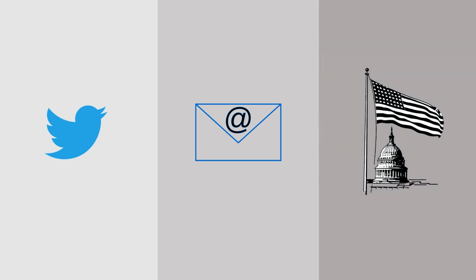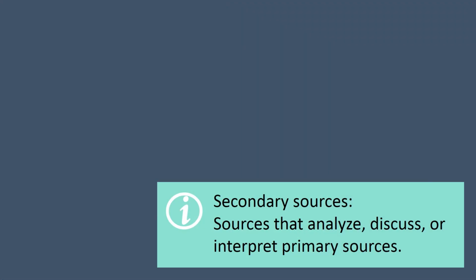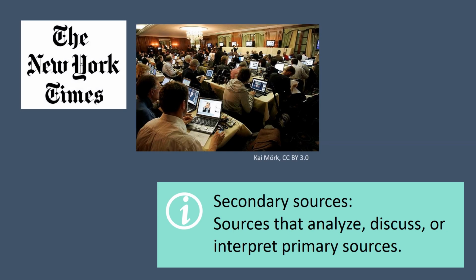For example, tweets at the time of the crisis in 2015, emails exchanged between government officials, as well as original documents such as the text of a law would all be considered primary sources. Be aware that in the sciences, primary source has a slightly different meaning and refers to research studies that report data or direct observations. Secondary sources, on the other hand, are sources that analyze, discuss, or interpret primary sources.